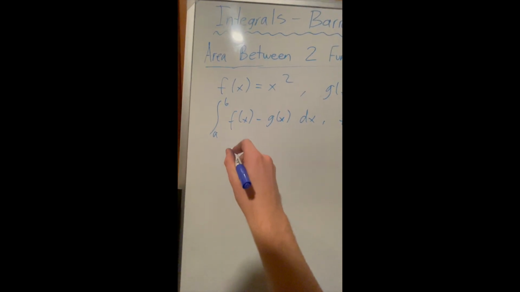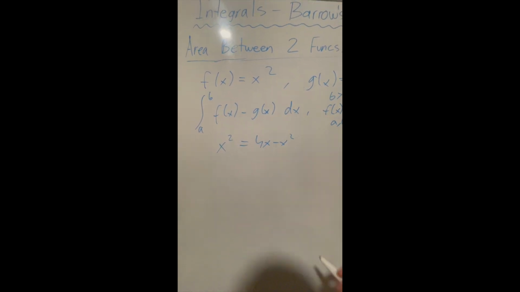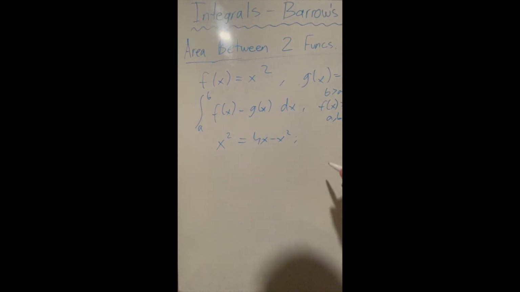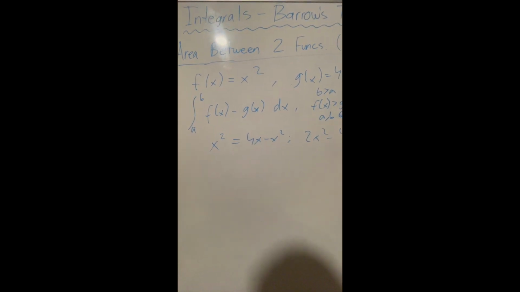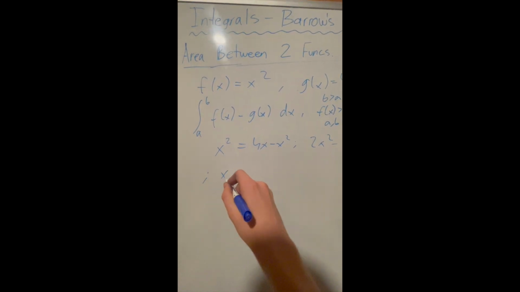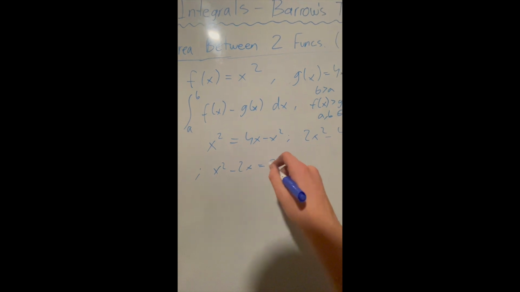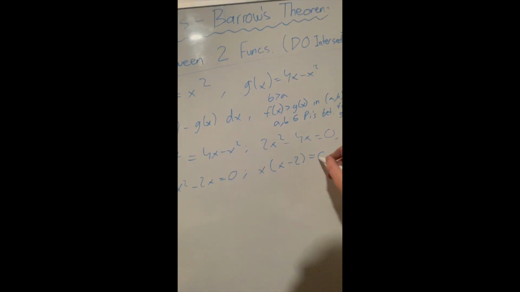We do this by equating both our functions. x squared is equal to 4x minus x squared. This is going to be 2x squared. We move this to the other side. Minus 4x equal to 0. We can divide all this by 2 to obtain x squared minus 2x equal to 0. And then this is x times x minus 2 equal to 0.